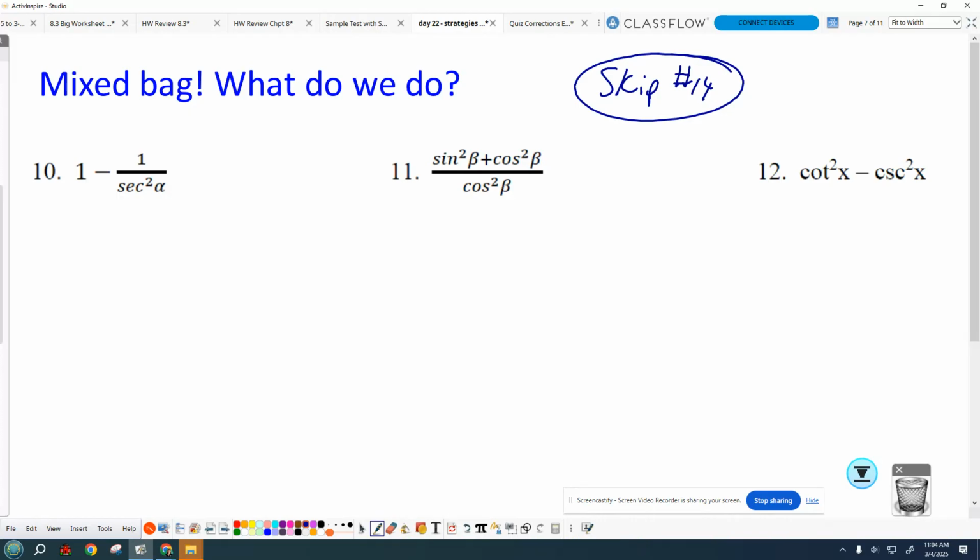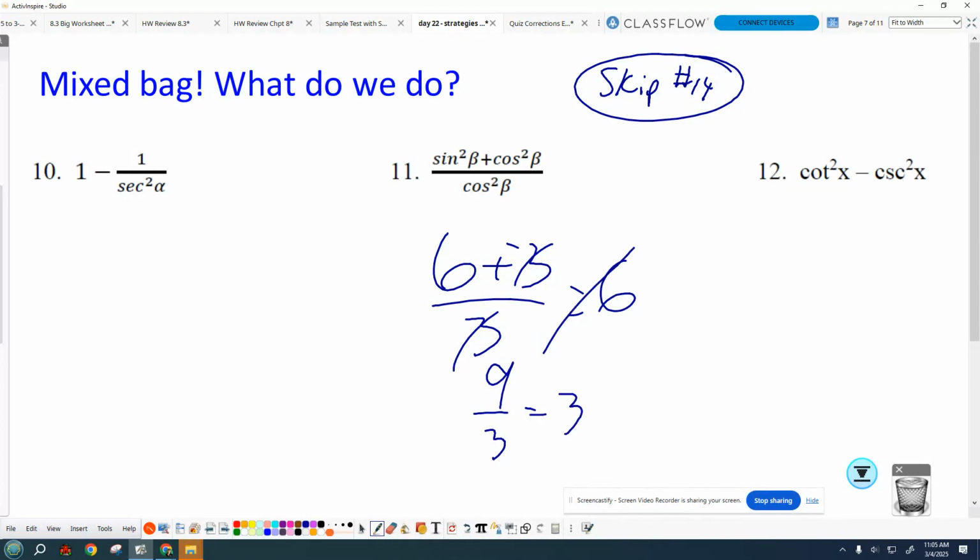Unless it's multiplied on the top and the bottom, we can't cancel. Can I cancel those cosine squares? No. 6 plus 3 over 3, does that equal 6? Does 9 divided by 3 equal 6? If it's added and subtracted, you can't just cancel things out. What about 6 times 3 over 3, can I cancel it out and get 6? That I can do. But when it's added and subtracted, no.